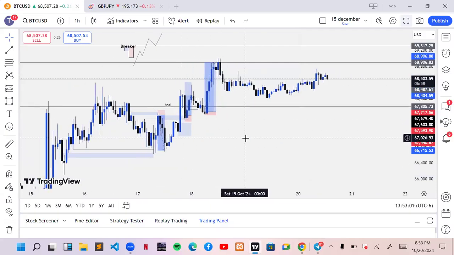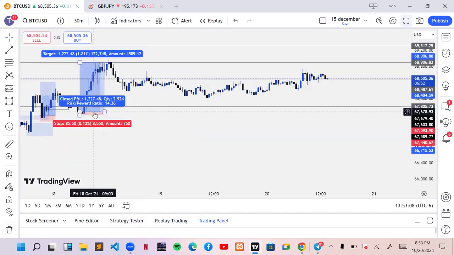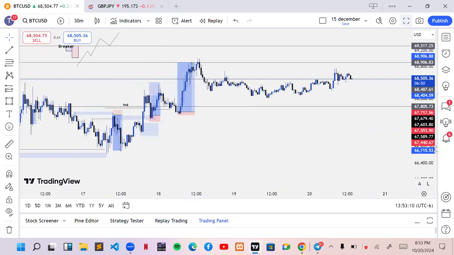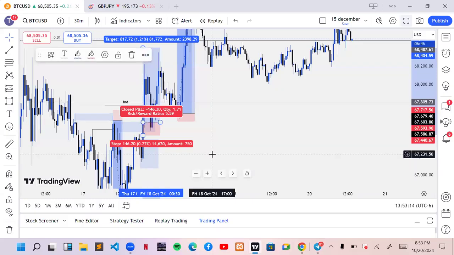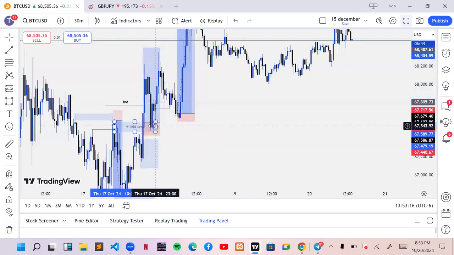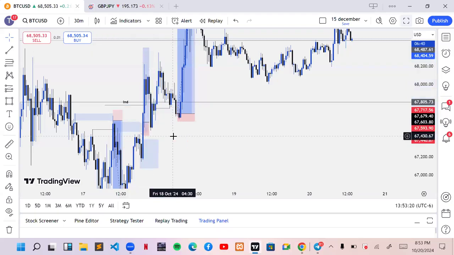Let me see if I can find that trade. I don't really remember the trade form. Let me see if I can find it. Yeah, it's this trade here. It was this trade, but I caught it very early when it was already moving. Let me send it to the comment. It was this trade.